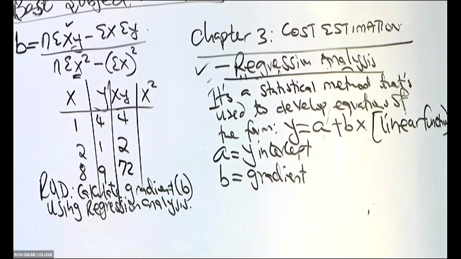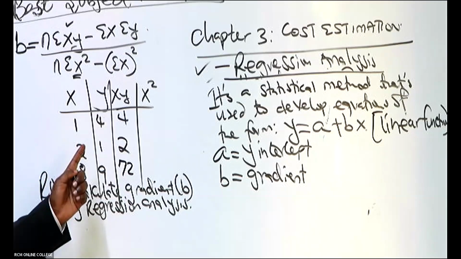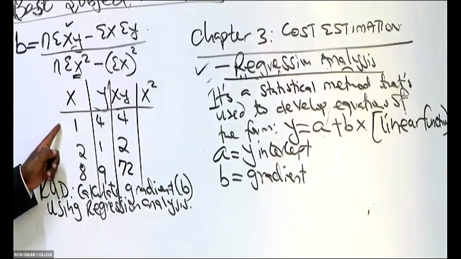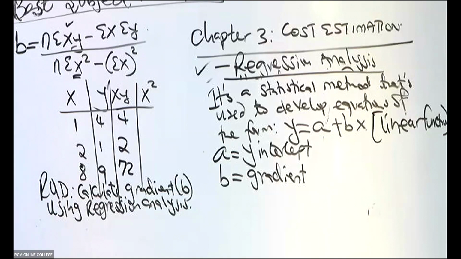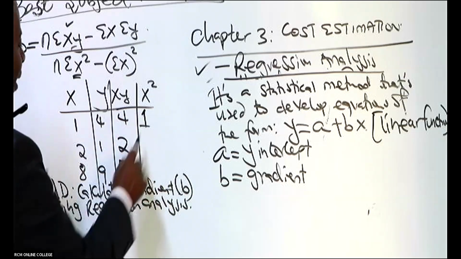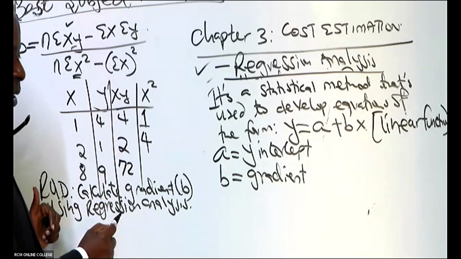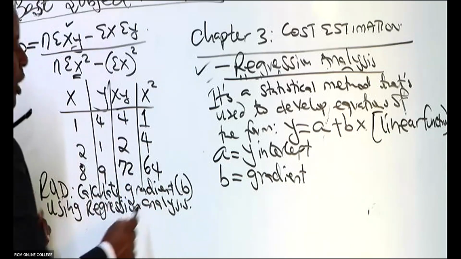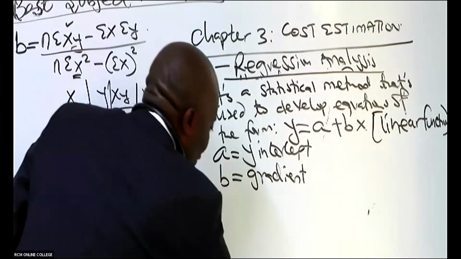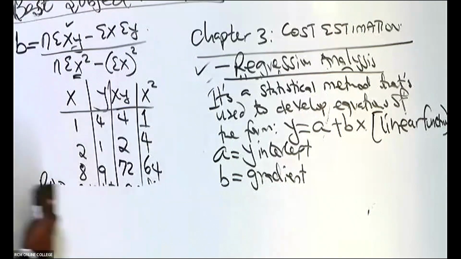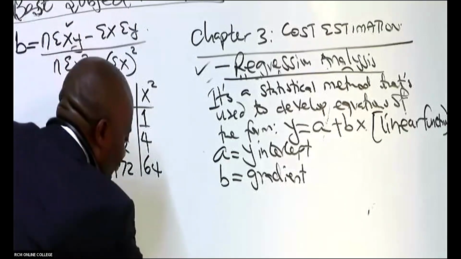Could you kindly help me get X squared? When we have the values of X, square them. 1 squared is 1 times 1, so 1 squared is 1. 2 squared gives us 4. 8 squared gives us 64. Now remember, at the end of the day, we want the sums. We want the sigmas.